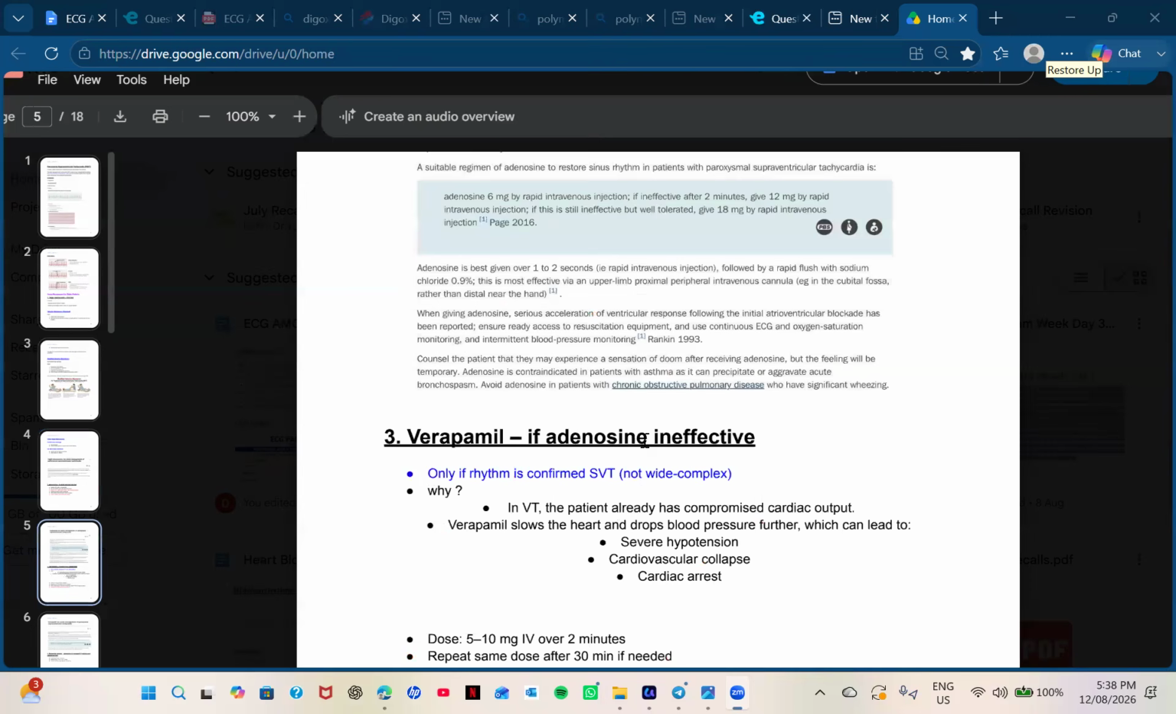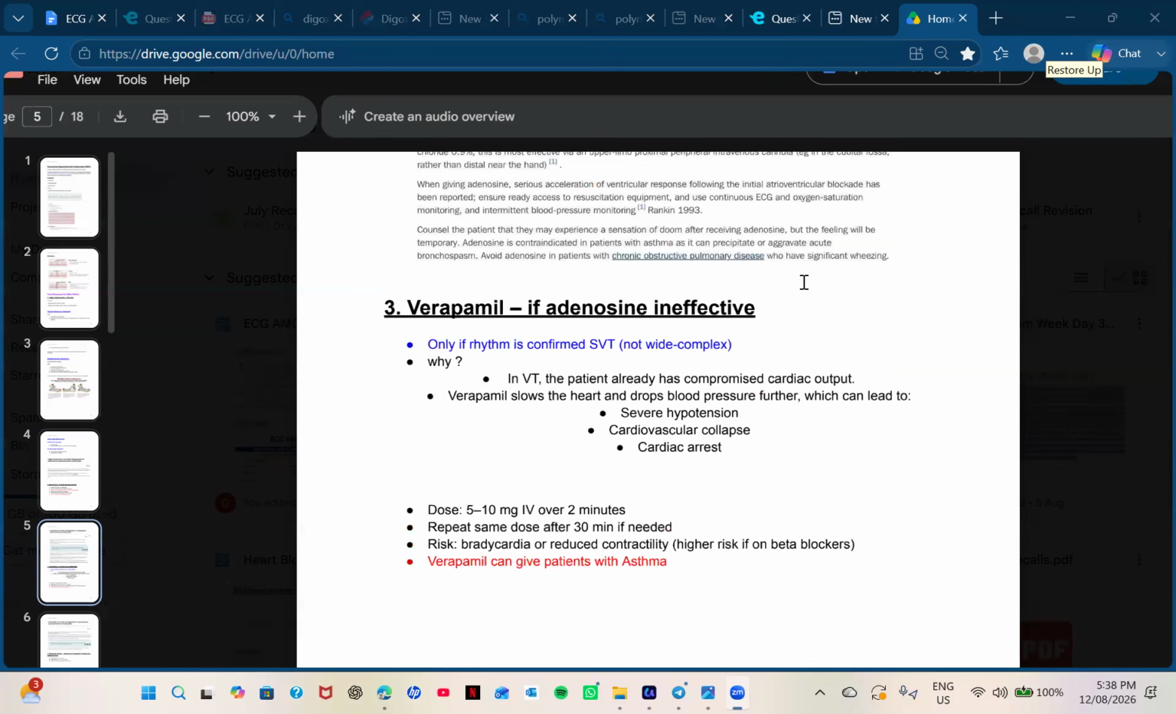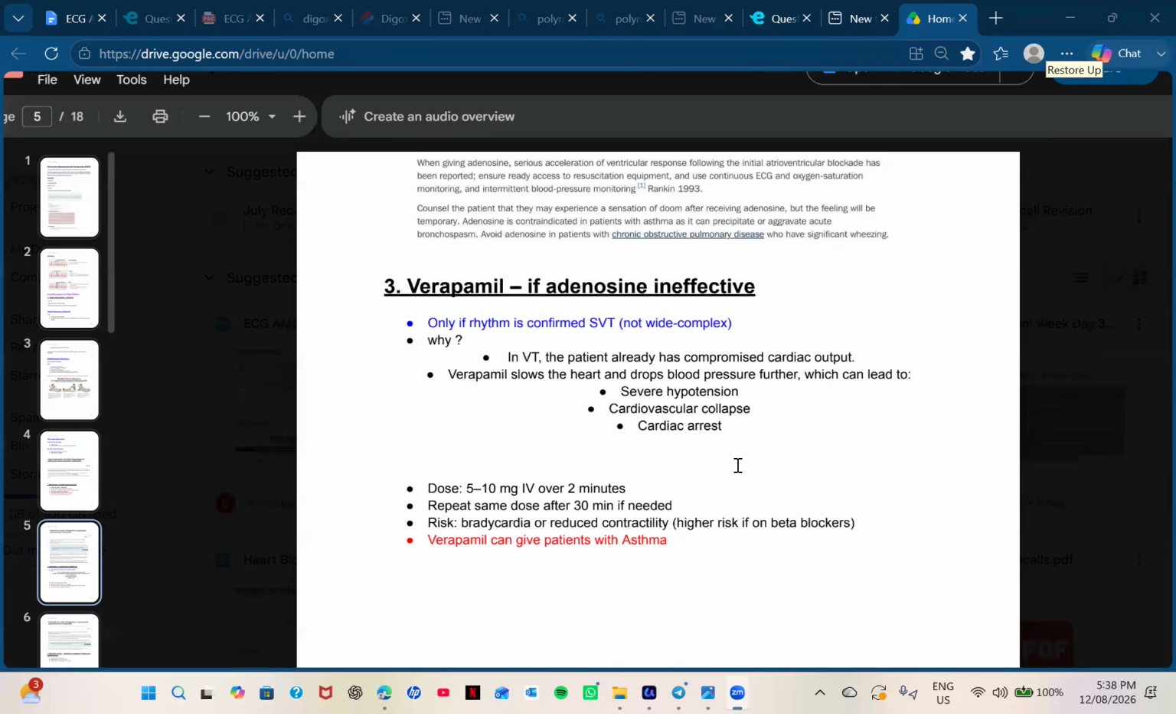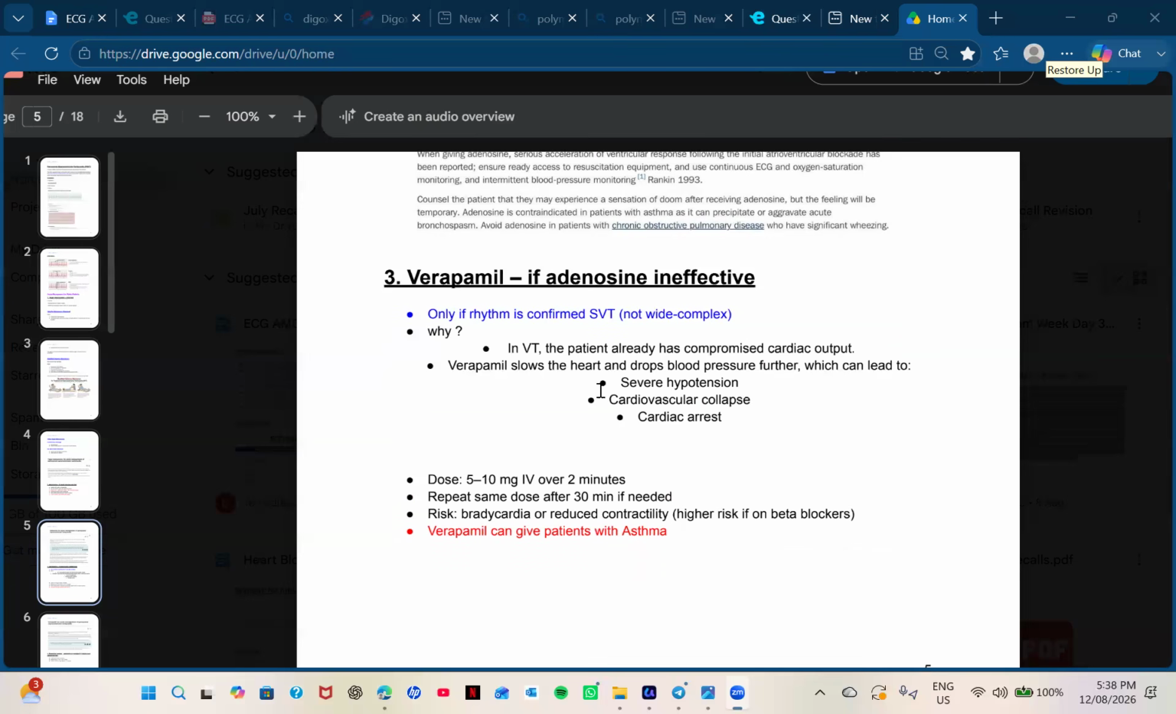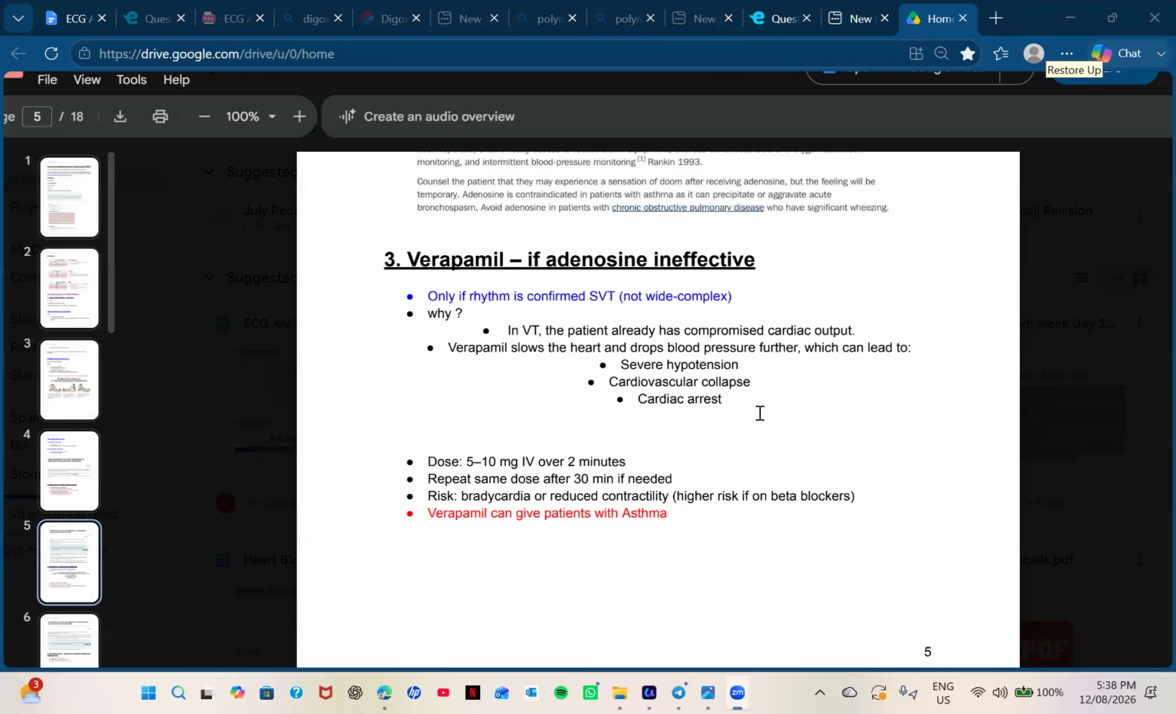If adenosine is ineffective or contraindicated, in that case you have to give verapamil. But before giving verapamil, you have to make sure this is only SVT, not VT, okay? Why? Verapamil can slow the heart rate and drop the blood pressure, which can lead to severe hypotension if it is VT. They already have compromised cardiac output, because that is ventricular tachycardia. If we give verapamil, that patient can go into shock, right? Because of that, we should first confirm it is properly SVT before giving verapamil, right?